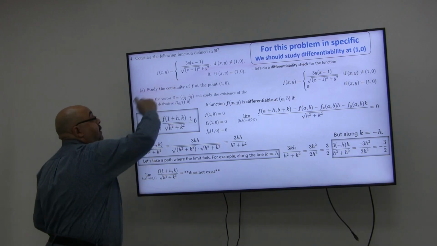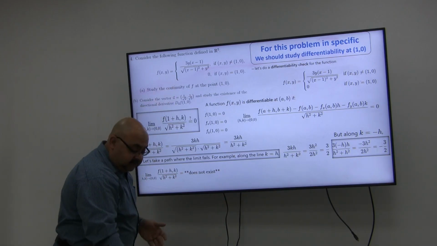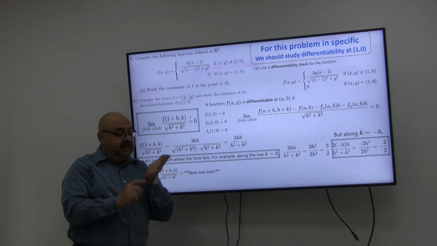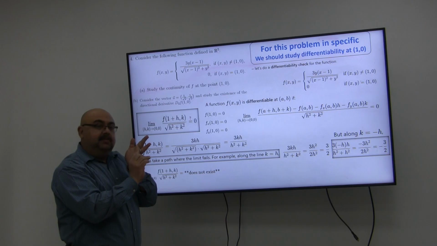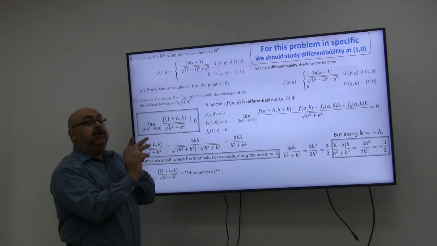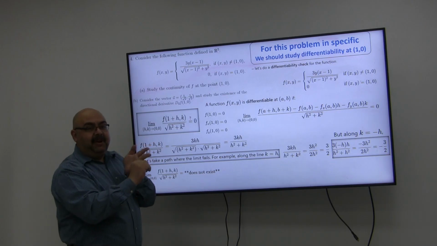Let's look at this problem from the beginning. We have tried to solve this problem. We discovered that the partial derivatives exist, and both of them are equal to 0. The function is continuous, proven from the beginning.